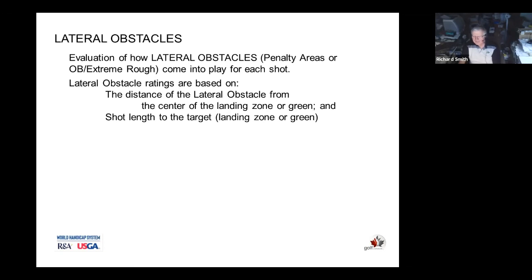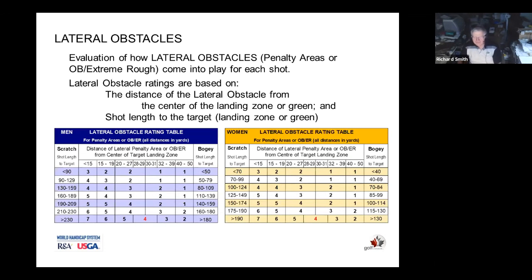The longer the shot, the more likely you are to get into difficulty, and the closer to center the difficulty is to be found will obviously have that impact too. So here are the obstacle rating tables. And again, just a reminder, these columns have been reversed from what's in the guide as it comes from WHS, just to have the numbers go in the more normal small to large, left to right sequence.